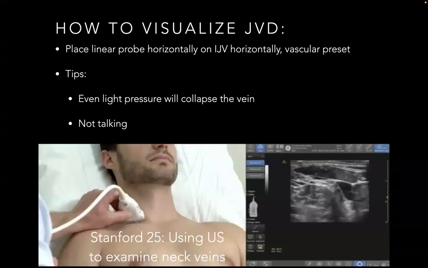To visualize the JVD, it is actually really quite simple. You place the probe very lightly, horizontally, like so, on the patient's neck, right above their clavicle. Some tips for doing so: first, make sure that you're on the vascular preset and try not to push too hard or place too much pressure, because even light pressure can collapse this internal jugular vein. And make sure your patient's not talking. There's a really great video from Stanford 25 on using ultrasound to examine neck veins that I will include for you all to review.